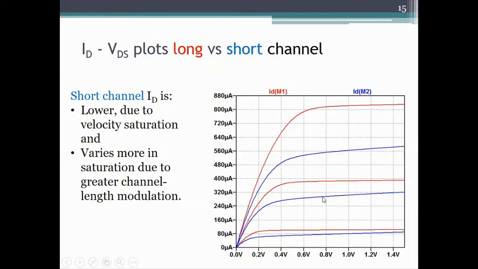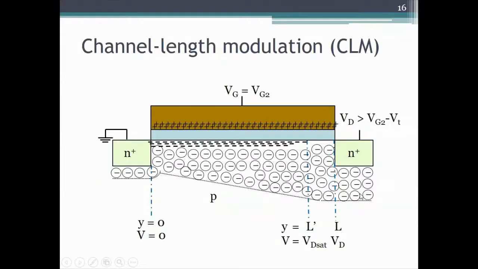Or in fact, to be more precise, we've seen channel length modulation, right? The current in saturation increases due to channel length modulation. What this is telling us is that channel length modulation is larger in a short channel MOSFET. So let's look at that mathematically. In fact, we'll derive a simple model for the channel length modulation also.